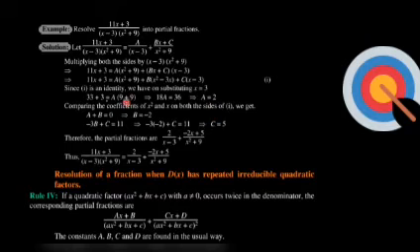Put the values of A, b and c in this equation to get the unknown partial fractions. Therefore, the partial fractions are 2 by x minus 3 plus minus 2x plus 5 divided by x square plus 9. This is the required result.